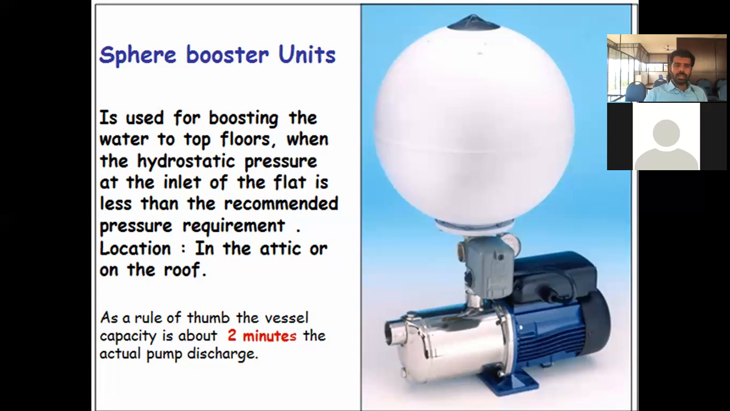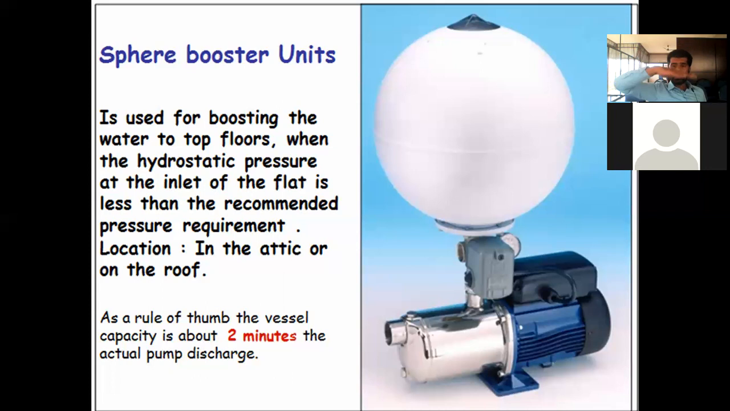So it is used for boosting the water to top floors. Top floors, in the sense that maybe if it is a five-story building with an overhead tank, the pressure will be very low on the top floor only.